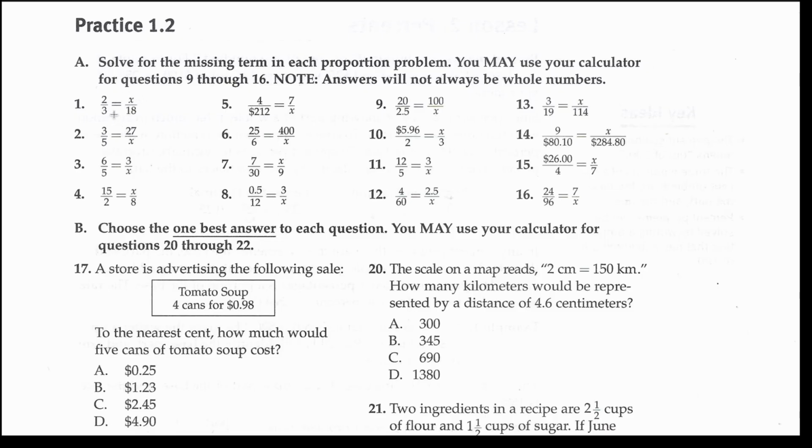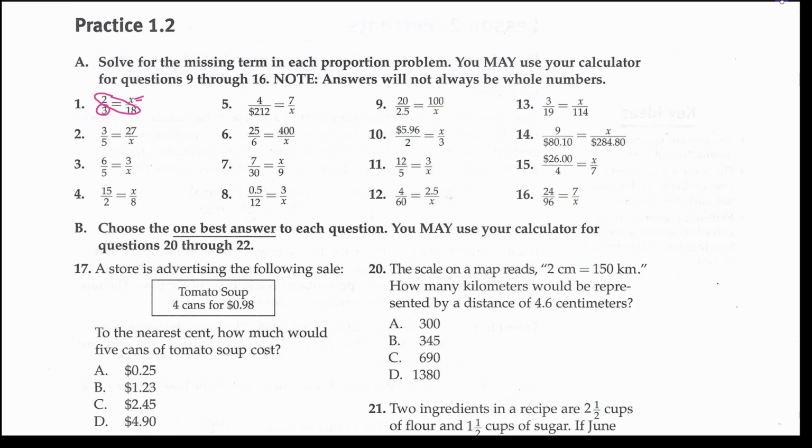So to solve for these problems, there are only two steps. The first step is to multiply the two given values, such as 2 times 18. And then the second step is to divide the answer that you get from multiplying 2 by 18, divide that by 3. Whatever that is, is the value for x.